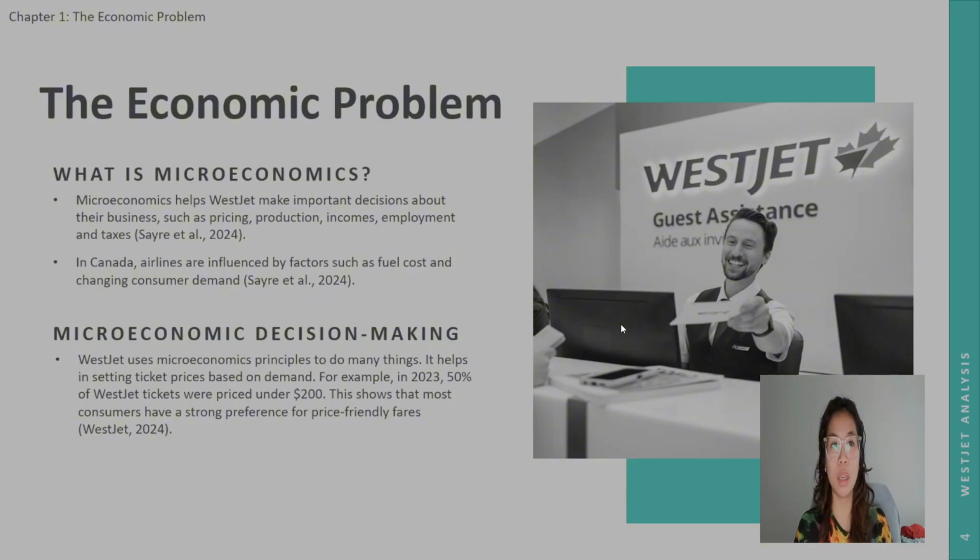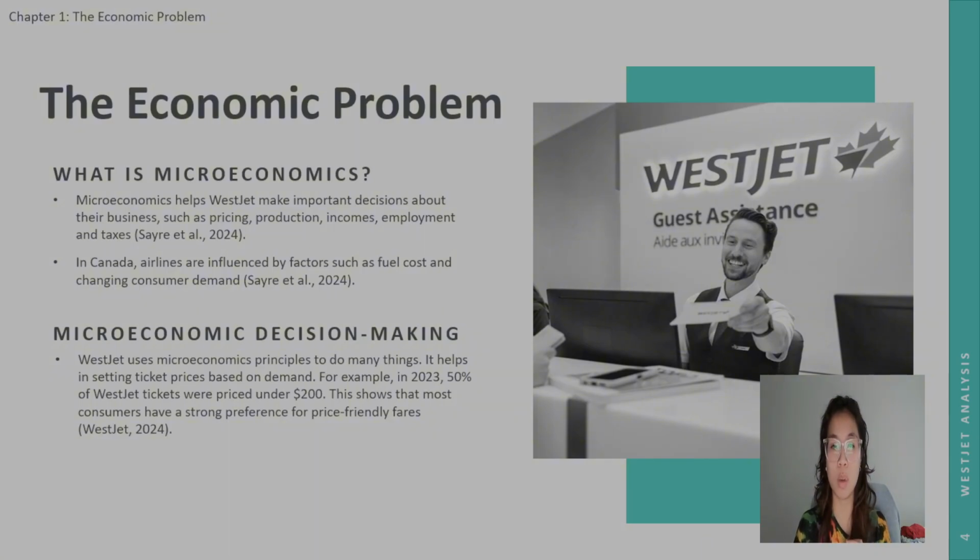Alrighty, so now I'll be talking about Chapter 1, the economic problem. So, what is microeconomics? Microeconomics helps WestJet make important decisions about their business. This can include pricing, production, incomes, employment, and taxes. For Canada, airlines are influenced by a bunch of factors. A few good ones are fuel costs and changing consumer demand.